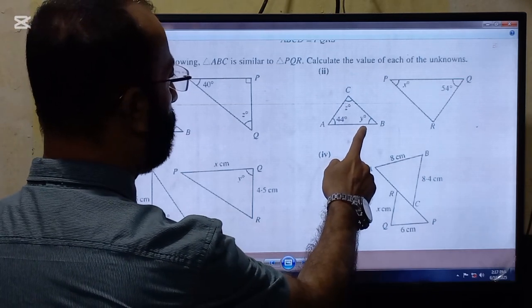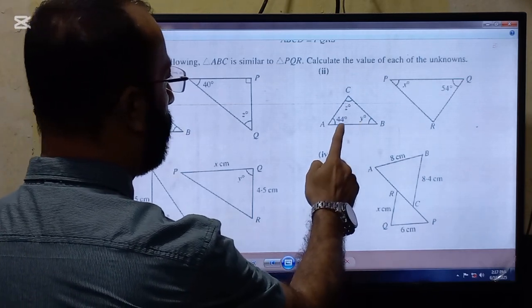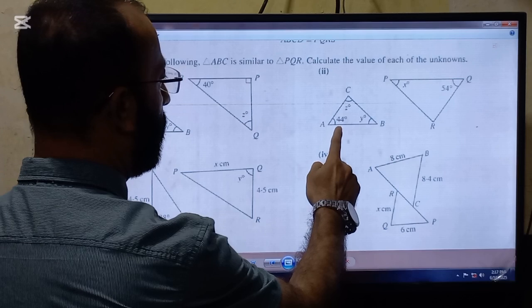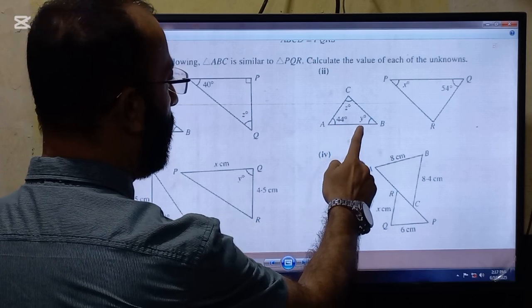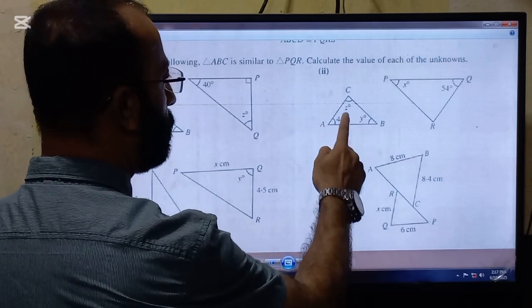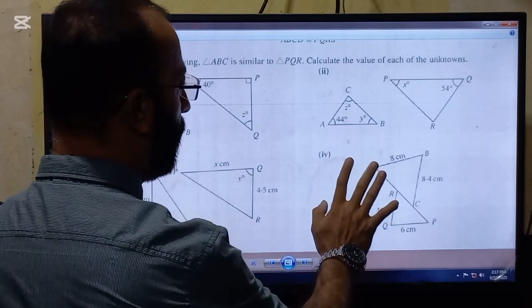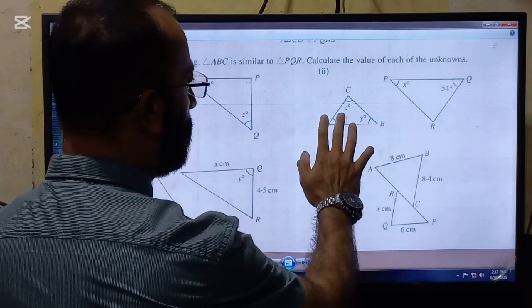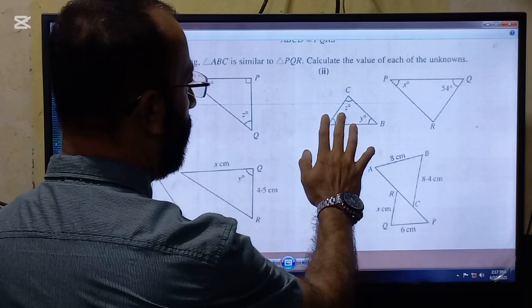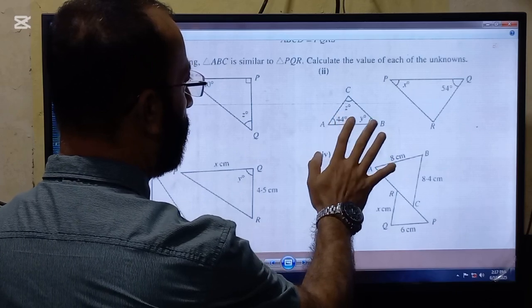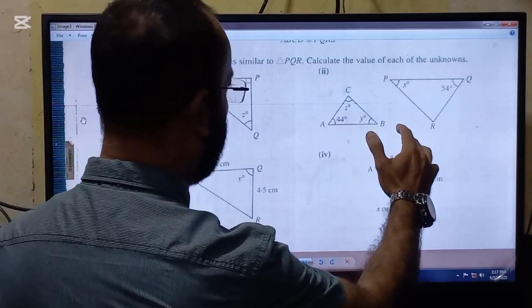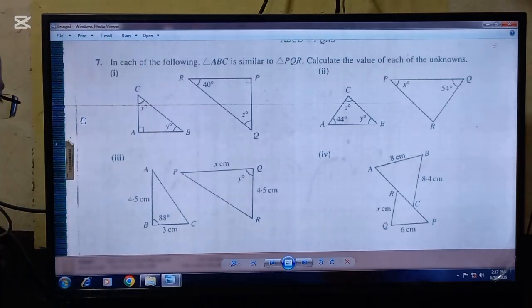Okay, if Y is 54 degrees, then add 54 and 44. That will be equal to 99, and subtract from 180 to get the angle Z. That will be equal to 81 degrees. So Z is 81 degrees. This is done. Okay, the full question is done.